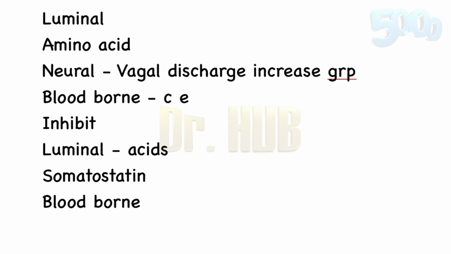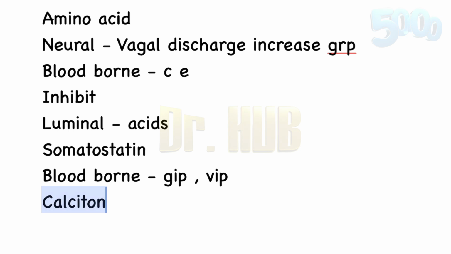So in both cases there was blood-borne, and here the blood-borne inhibits the secretion. In luminal we saw it is the acid, then it includes the somatostatin. Then in case of blood-borne, that includes the secretin, there was GIP, there was VIP, as well as glucagon and calcitonin.